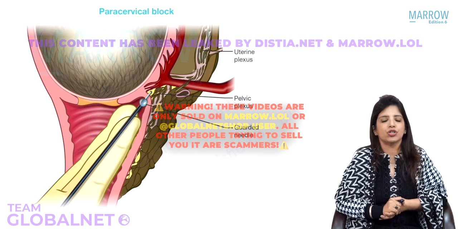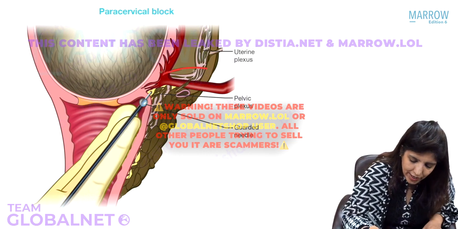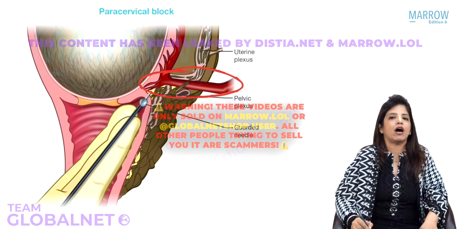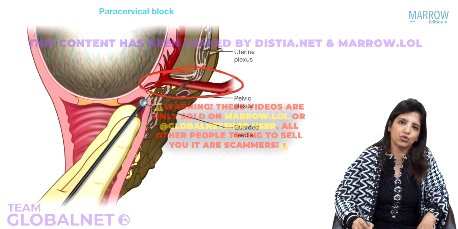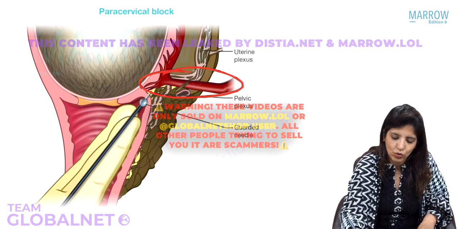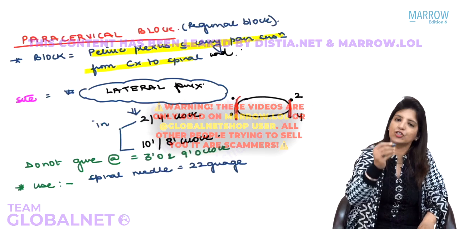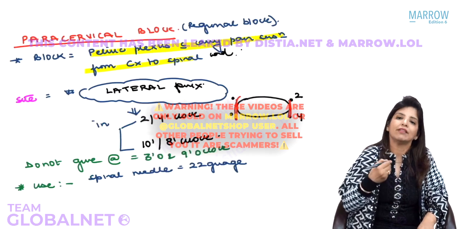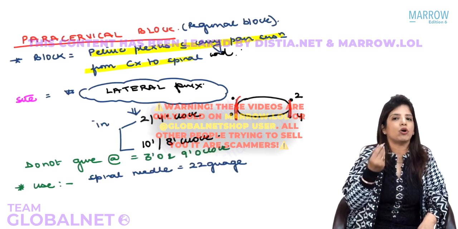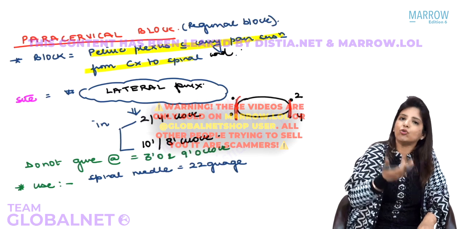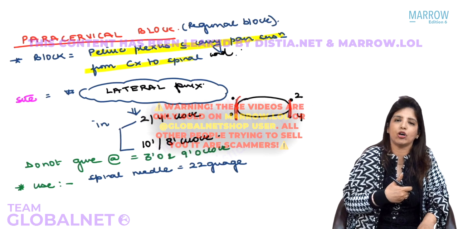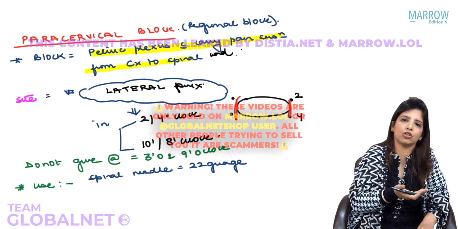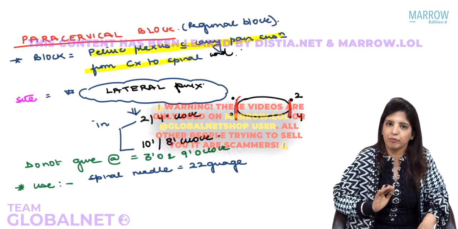Do not use 3 o'clock or 9 o'clock positions, because what is present there? There you will have a branch of the uterine artery, which is the descending cervical branch of the uterine artery. Right? So you have to give it just above or just below 3 o'clock position. That is why I said give it either in 2 o'clock or 4 o'clock position. And you will have to give it just below or just above the 9 o'clock position. So either you give it in 8 o'clock position or in 10 o'clock position.